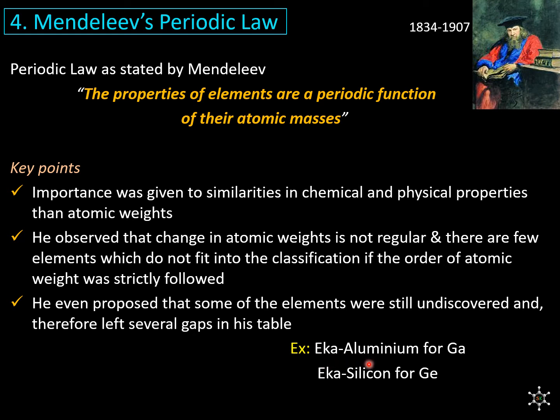Eka is a Sanskrit word meaning one. Eka aluminium means one place down from aluminium. Indeed, gallium occupies the place below aluminium in the modern periodic table. Similarly, germanium is placed below silicon in the modern periodic table.